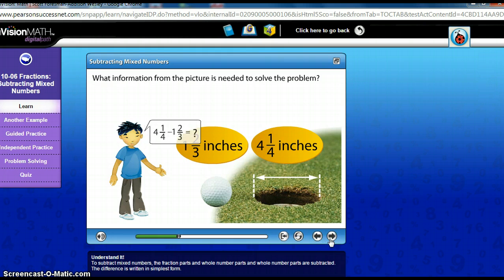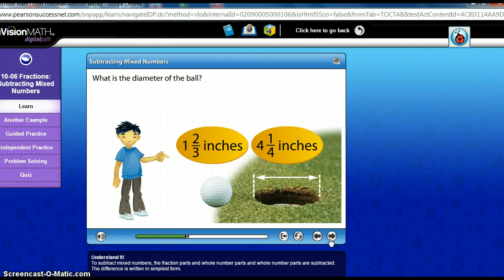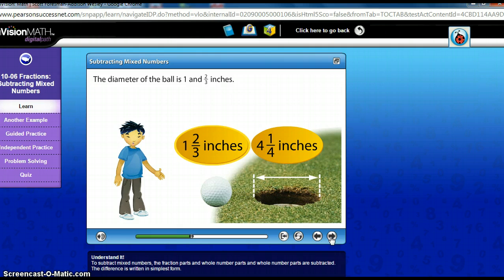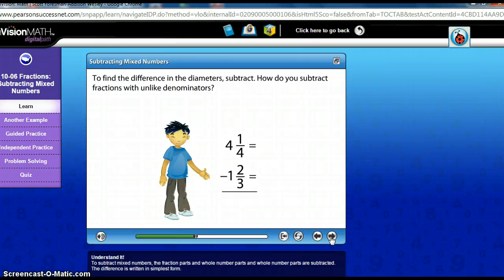What information from the picture is needed to solve the problem? You need to know that the diameter of the hole is 4 1/4 inches. What is the diameter of the ball? It tells us 1 2/3 inches. The diameter of the ball is 1 2/3 inches. To find the difference in the diameters, subtract.